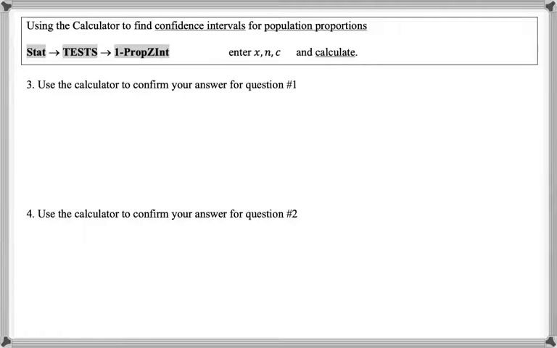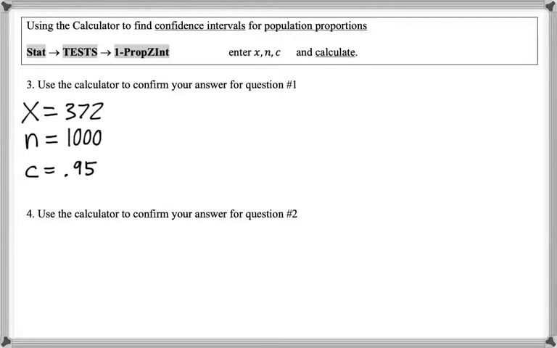Now we can also use the calculator to construct confidence intervals for population proportions. So instead of using the z-interval or the t-interval, we want to select the one-prop z-interval. Number 3 says, use the calculator to confirm your answer for question 1. So our information was x is 372, n is 1000, and c is 0.95.